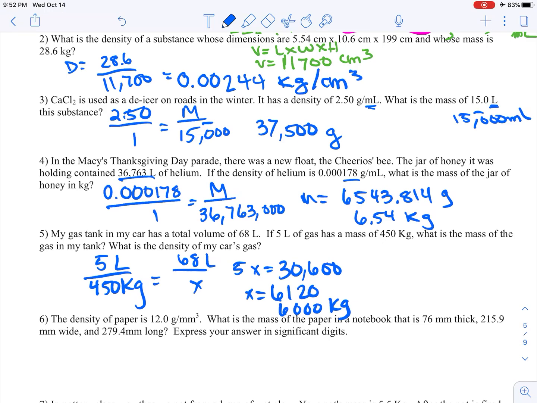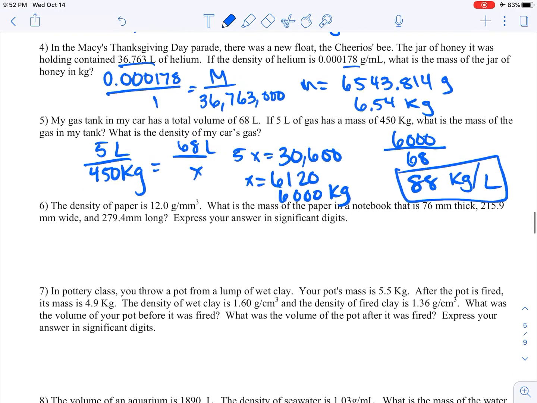And then what is the density of my car's gas? So I would just flip it. Let's see. So density is mass over volume. Well, actually, it should work, but I'll use this one. So 6,000 kilograms over 68. 6,000 over 68 gives me 88. We need 2 sig figs. 88 kilograms per liter would be my density.